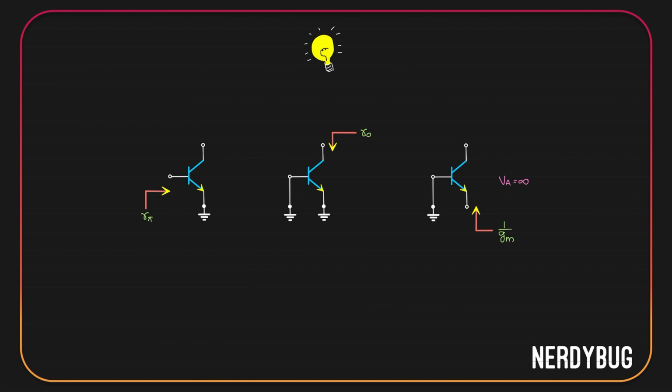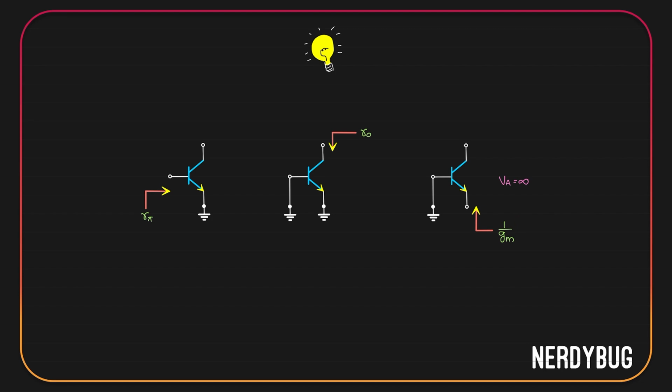The impedance seen at the base of the transistor when the emitter is grounded is R pi. Impedance seen at the collector when the emitter is grounded is R naught. Also, impedance seen at the emitter when the base is grounded and the early effect is ignored is 1 by Gm. Now, naturally, there will be a question.